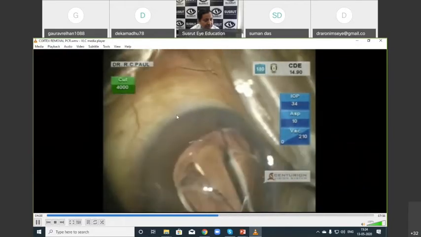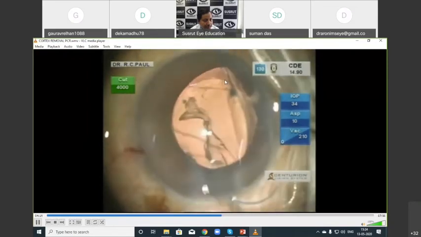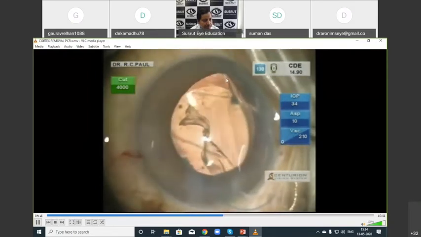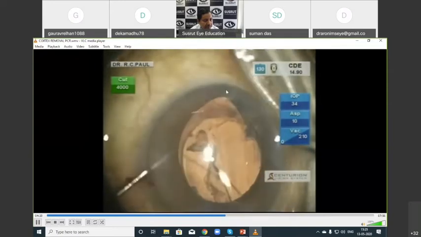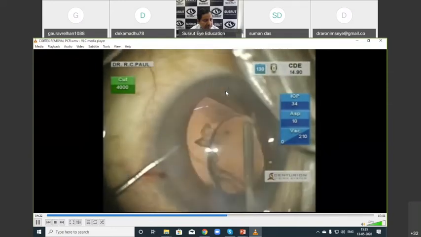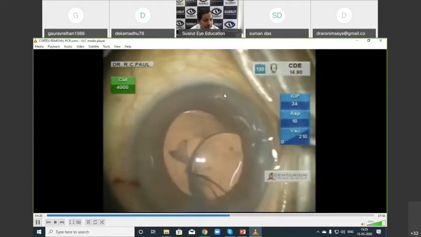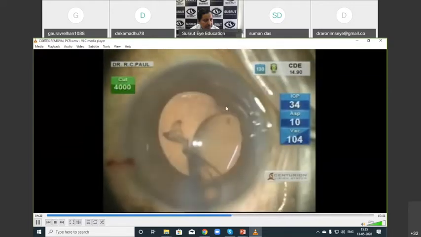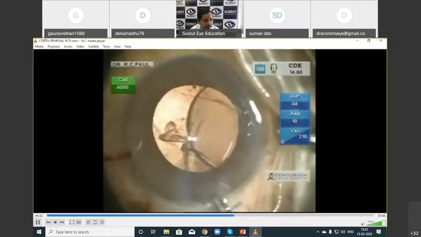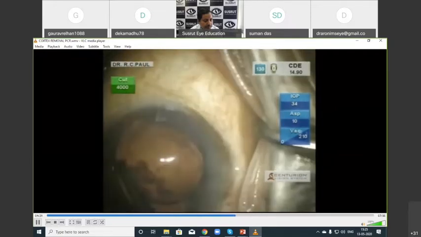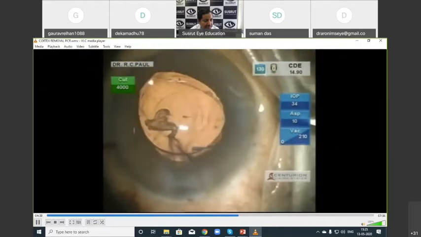So you can see the first haptic has been opened, taking its course. It is mixed up with some of the OBDs. The trailing haptic has been taken care of.